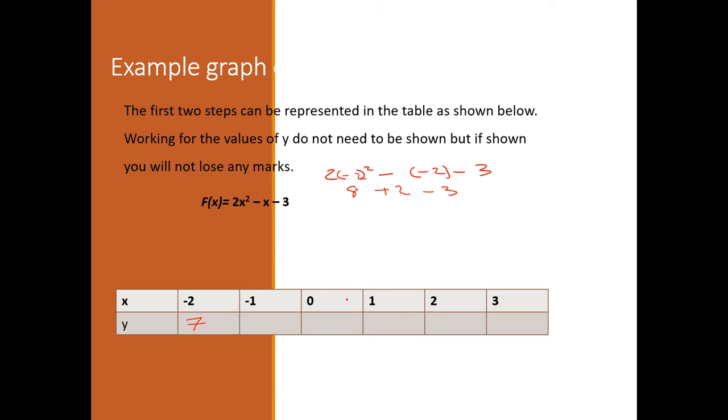Okay. Then now, when our x is a negative 1, we will have 2 bracket negative 1 all squared minus negative 1 minus 3. Right? Negative 1 squared will give us a positive 1, so we'll have a 2. Negative times negative will give us a plus 1. Then we have minus 3. We'll have 3 minus 3. That will give us a 0.